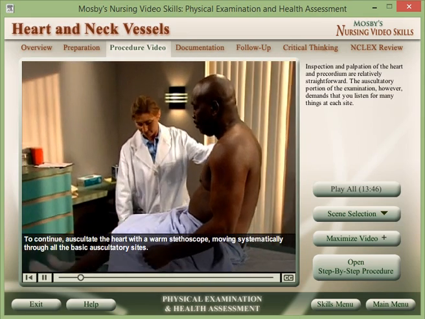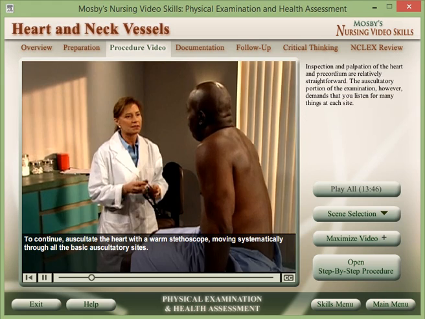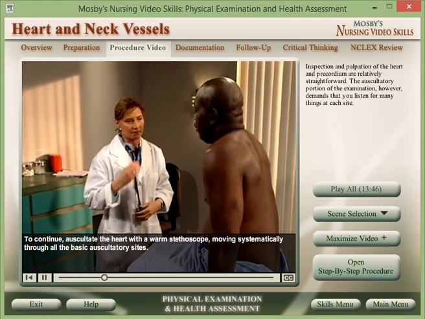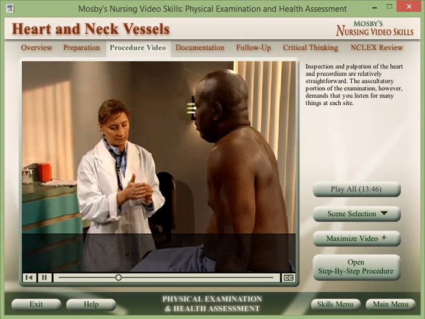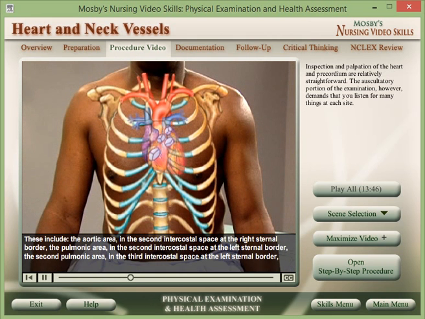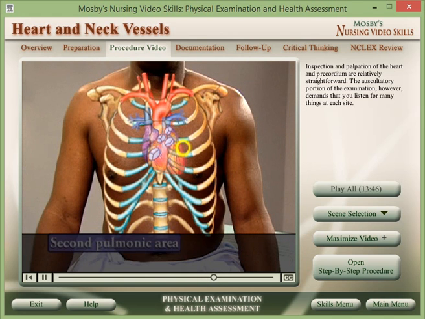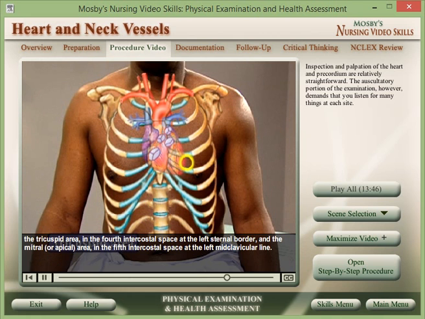To continue, auscultate the heart with a warm stethoscope, moving systematically through all the basic auscultatory sites. These include the aortic area in the 2nd intercostal space at the right sternal border, the pulmonic area in the 2nd intercostal space at the left sternal border, the 2nd pulmonic area, the 3rd intercostal space at the left sternal border, the tricuspid area, the 4th intercostal space at the left sternal border, and the mitral or apical area in the 5th intercostal space at the left midclavicular line.